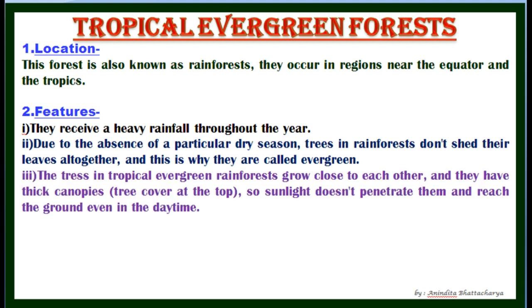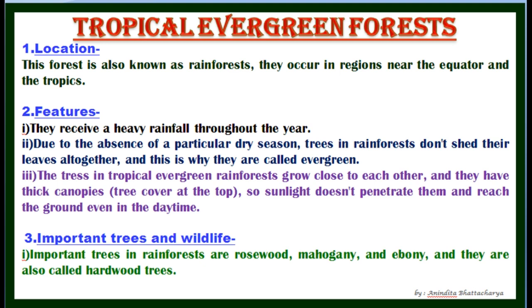The trees in tropical evergreen rainforest grow closer to each other and they have thick canopies. Canopies means tree cover at the top. So sunlight doesn't penetrate them and reach the ground even in the daytime.